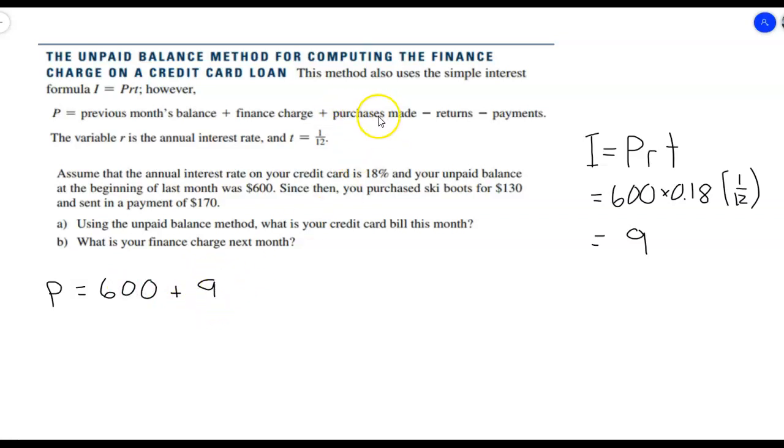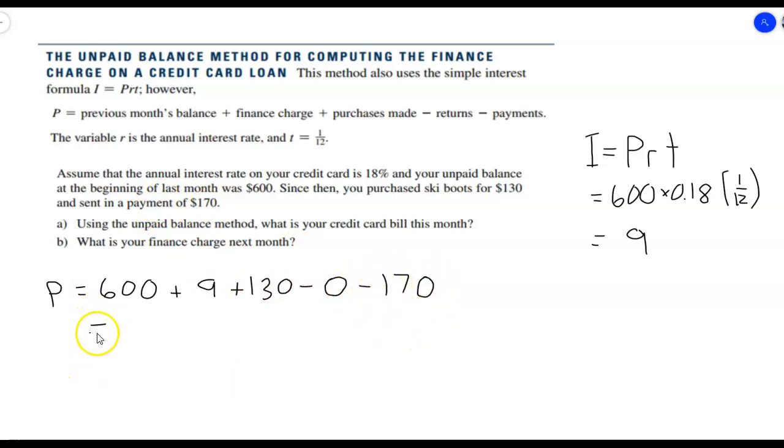So that's our finance charge. And it says plus any purchases made. We purchased some ski boots, so that's going to be plus 130. And then minus any returns. If we had returned the ski boots, we would have subtracted that out, but we didn't, so there's no returns. And then minus any payments that we made, and we made one payment of $170.